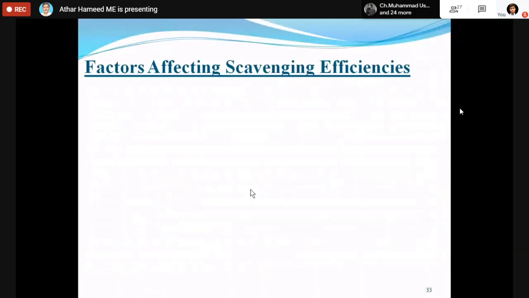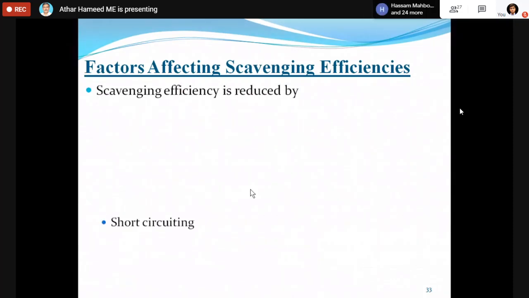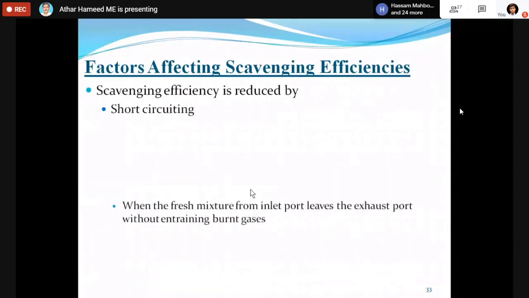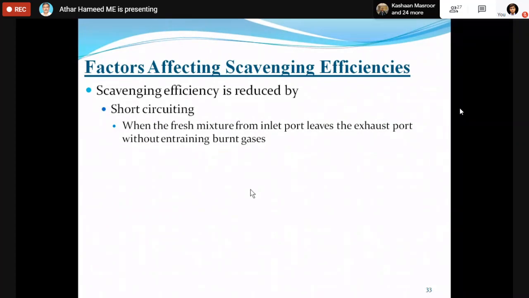Factors affecting scavenging efficiency. Scavenging efficiency is reduced by short circuiting, when the fresh mixture from the inlet port leaves the exhaust port without displacing the burnt gases, right? The second factor is pockets or dead zones, which I've told you about: there may be some pockets inside the cylinder where the burnt gases are present, and our scavenging mechanism cannot reach those pockets.